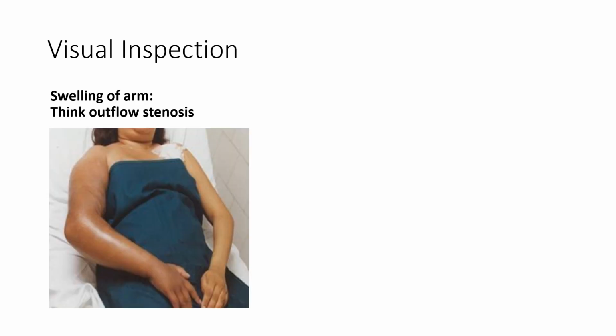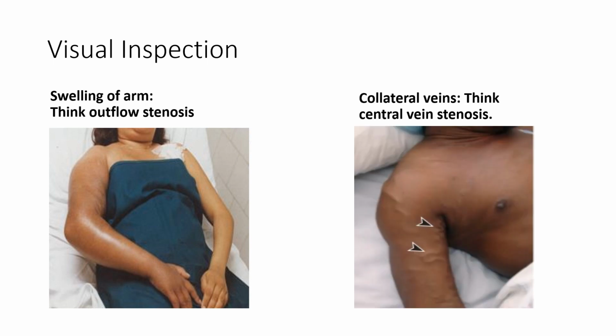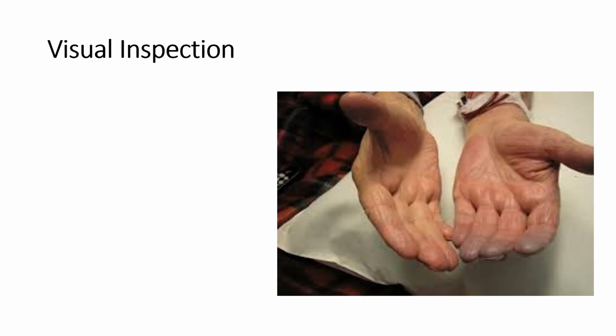Swelling of the access arm could represent a problem with drainage of blood from the arm, which is often seen in the setting of stenosis or a narrowing of the dialysis fistula outflow vein. If you see a bunch of collateral veins, think central stenosis, because the blood is trying to return through the vein, but there's an obstruction, and so it forms new pathways for the blood to return to the heart.